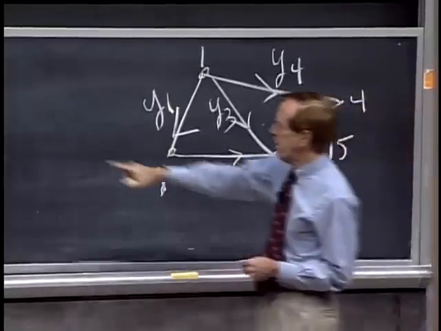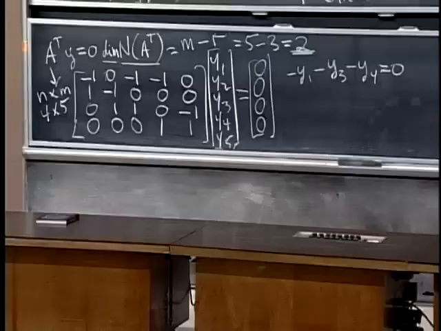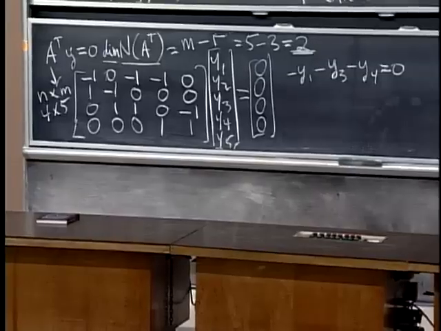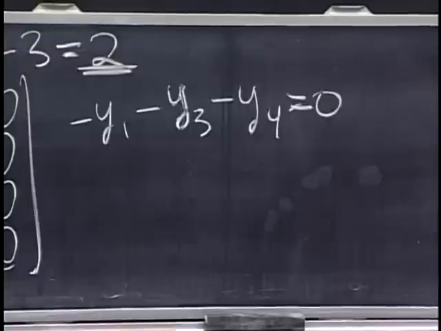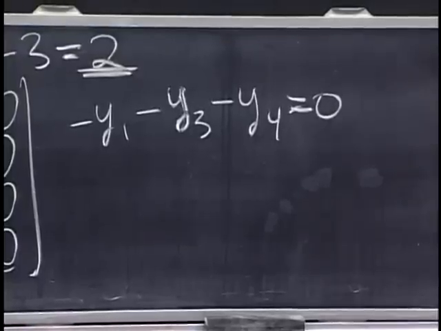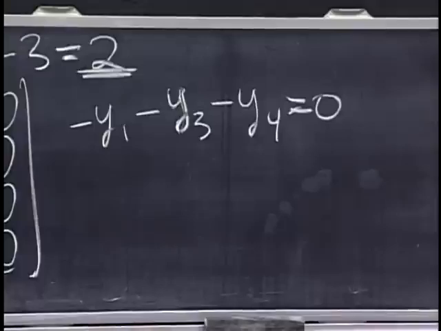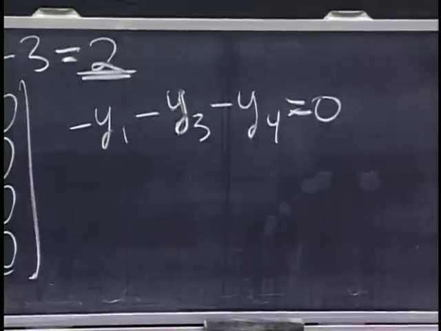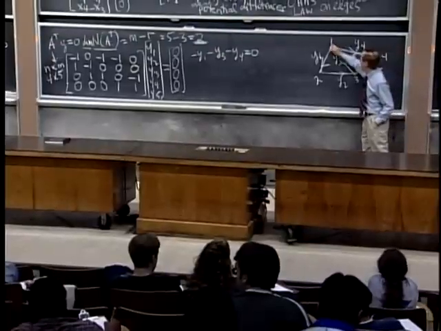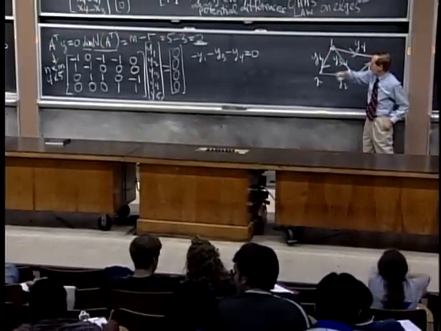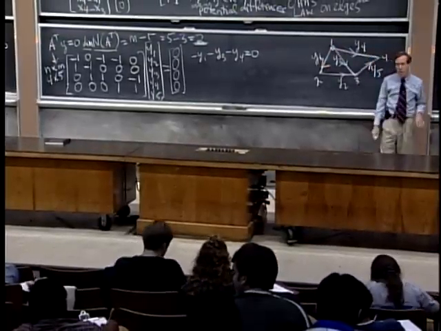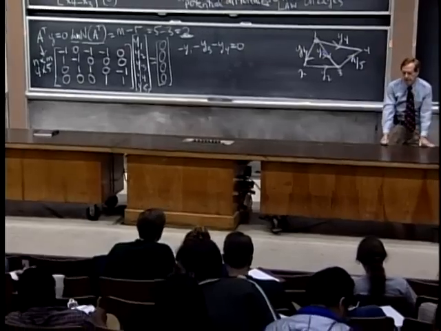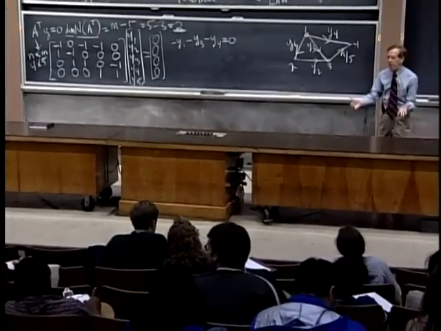What is this equation telling me? This first equation of Kirchhoff's current law, what does that mean for that graph? Well, I see Y1, Y3, and Y4 as the currents leaving node 1. So sure enough, the first equation refers to node 1, and it says that the net flow is 0.